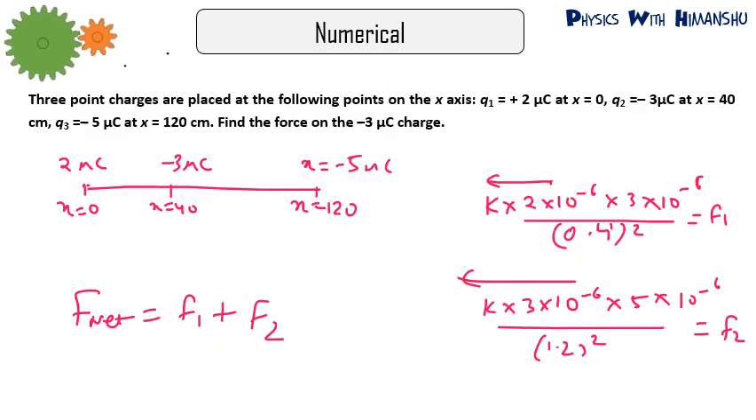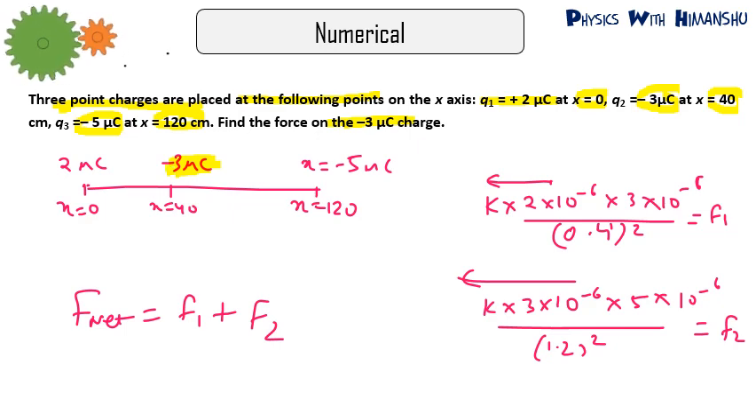Okay. Now this numerical. Three point charges are placed on the following points on the x-axis: 2 microcoulomb at x equal to 0, minus 3 microcoulomb at x equal to 40, and minus 5 microcoulomb at x equal to 120. You have to find the force on the minus 3 microcoulomb charge. The minus 3 microcoulomb charge is placed at 40.